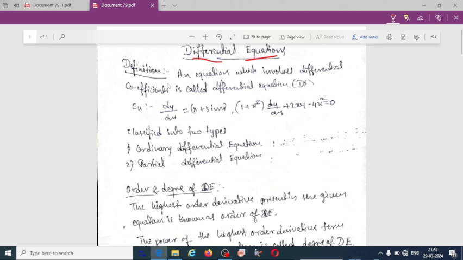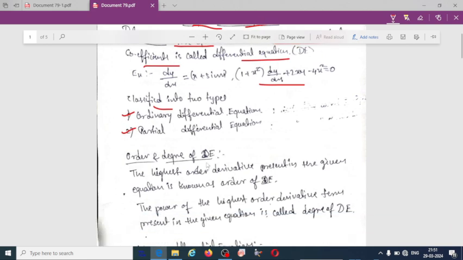So let us discuss. First, the definition: an equation which involves a differential coefficient is called a differential equation. Example, ∂y/∂x = x + sin x. Another example you can see here, d/dx is what? The differential coefficient. As for classification, two types are there: ordinary differential equation and partial differential equation.